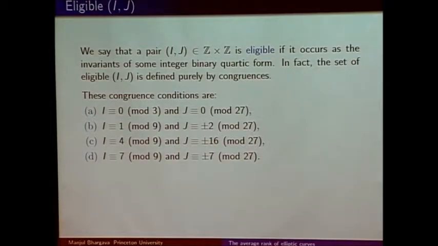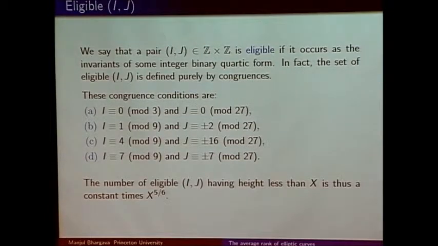It's very easy then to count the total number of ij having height less than x, because they're just given by congruence conditions. It's kind of like in the binary quadratic case, where the only discriminants that occur are 0, 1 mod 4. This is kind of the analog for I and j. And the same happens for the cubic case. The only discriminants that occur are exactly the ones that are 0, 1 mod 4, and they all occur.